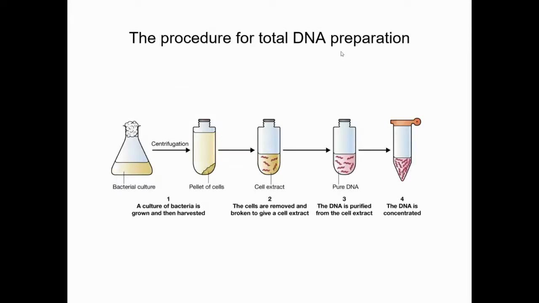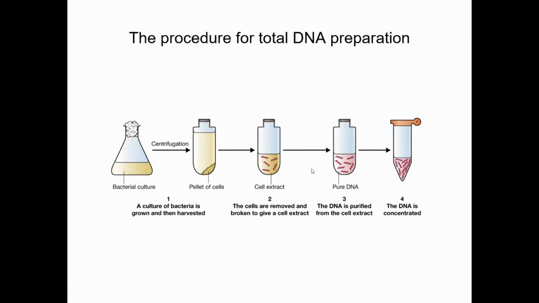So this is the general procedure. If you grow the bacteria culture, first of all you need to multiply a lot of cells, and normally it's overnight. Then apply centrifugation to collect the cell pellet, break the cell to release the cell extract, and from the cell extract, you isolate the DNA. So that would be the general procedure of DNA isolation.